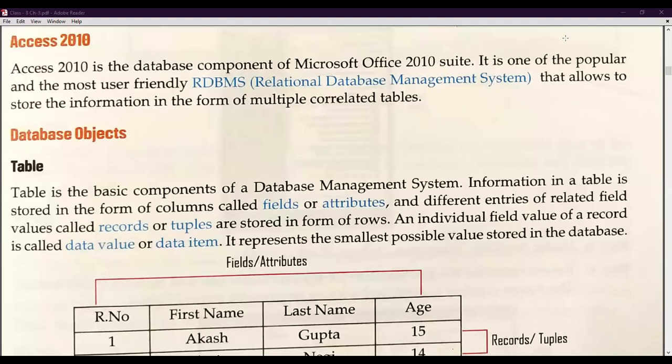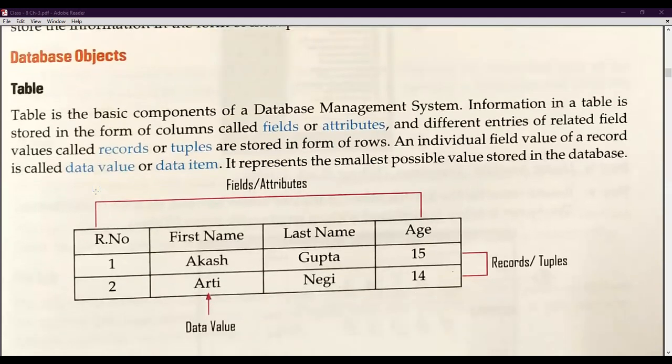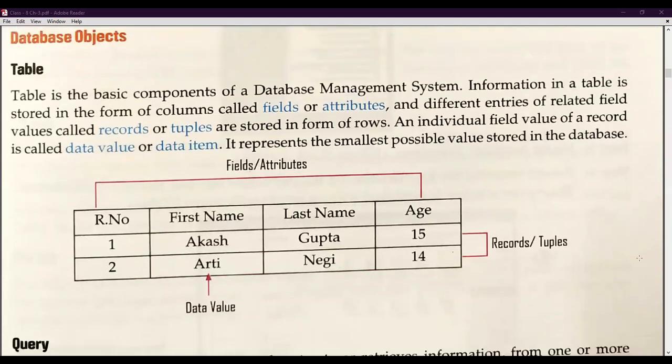Mark my point. It allows us to work on multiple correlated tables. So this is how we have understood what is data, what is database, what is information, and what is Access 2010. So now we are going to understand what are the database objects.